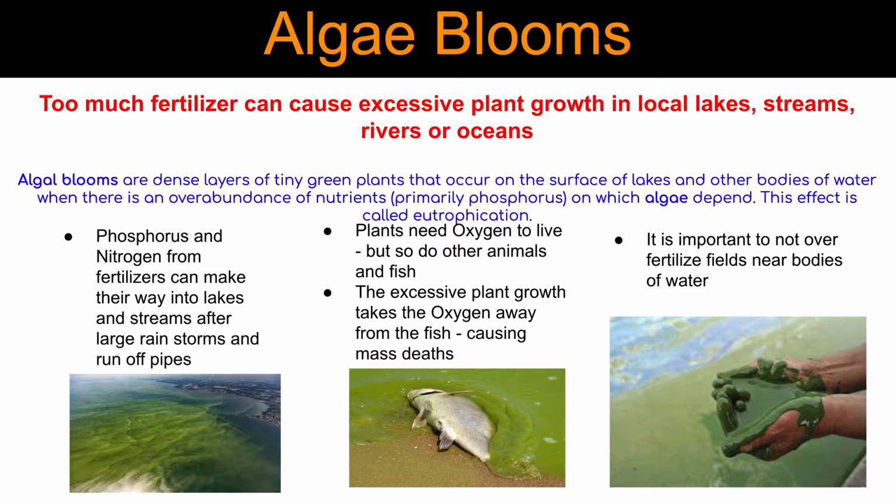Taking a look at the picture next to it, it says that plants need oxygen to live, but so do other animals and fish. When you get all that green gunk inside of your lakes or inside of your ponds or even inside of the ocean, all the fish cannot breathe because the plants are taking all the oxygen. So all the fish die off because they have no oxygen to breathe because all of that algae is taking it away from them. It's important to not over-fertilize your fields and your bodies of water because when it rains, it can leach into that system, which is why even in Edmonton, we have to be careful because we have a lot of golf courses along our river valley, and we have to be careful to not over-fertilize so that it doesn't run into our rivers.